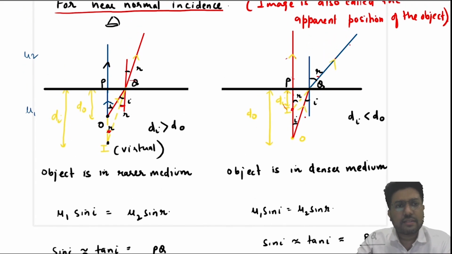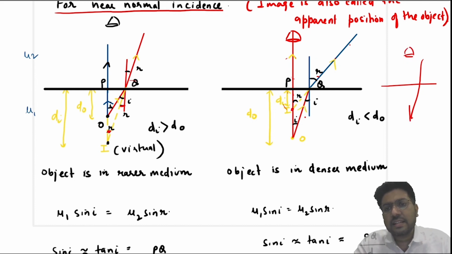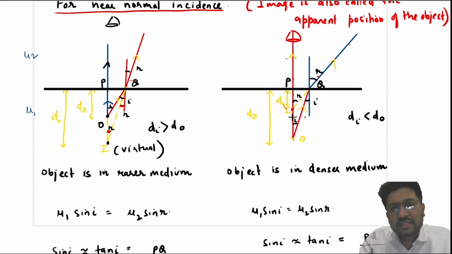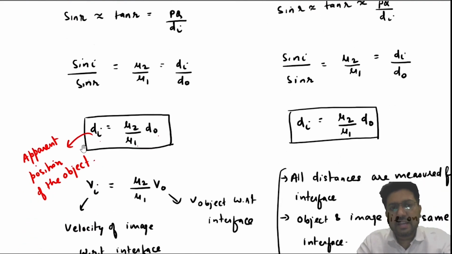So if you are looking, generally you look from air, right? So that means the observer is in the rarer medium and the object is in the denser medium. This is the general case. Suppose a pencil is immersed in water. When you look from the top, you see that the pencil is shifted upwards. Okay, so that is the apparent position of the pencil that you are seeing. See, objects are appearing to shift upwards. So this observer is not seeing the object at this position, but he is seeing the object at this position, right?